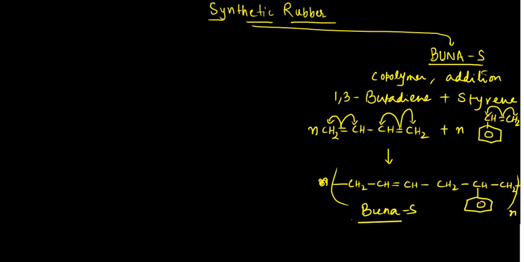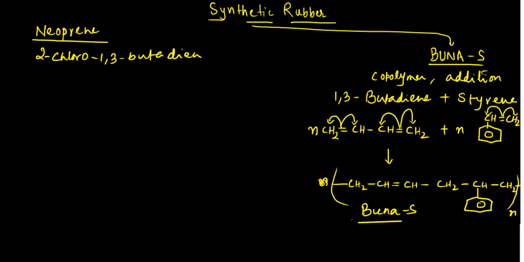Our next synthetic rubber is neoprene. Neoprene is called synthetic rubber. Okay, it is called also synthetic rubber. So the monomer is 2-chloro. So this has only one type of monomer, 2-chloro 1,3-butadiene. So quite the same kind of compound. And this 2-chloro 1,3-butadiene is called chloroprene.